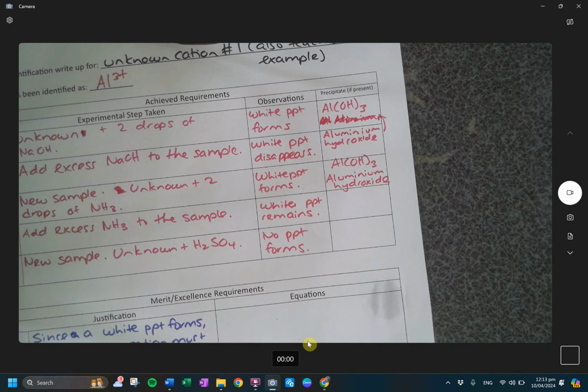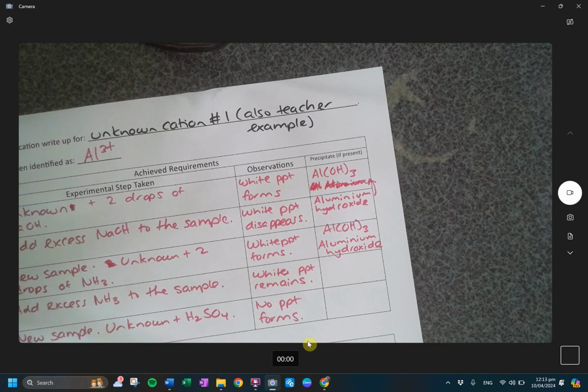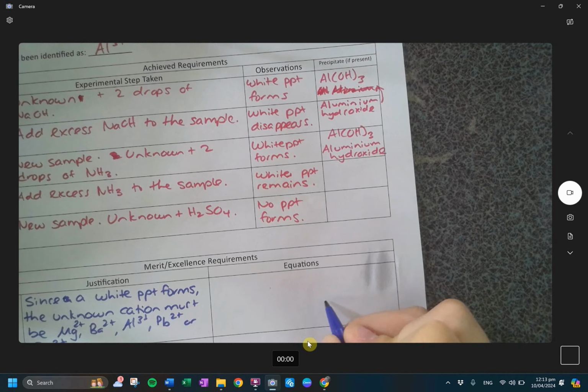All right, equations time. What I suggest you do is start with the final product and work your way backwards. Do not include spectator ions, because you then have to balance them. If you don't balance them, you don't get merit. Let's forget about them.